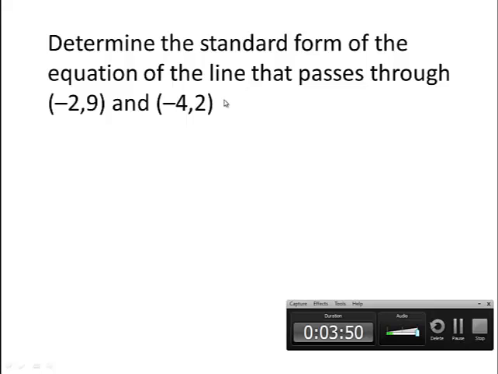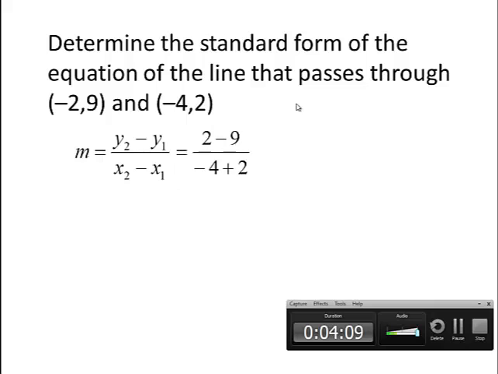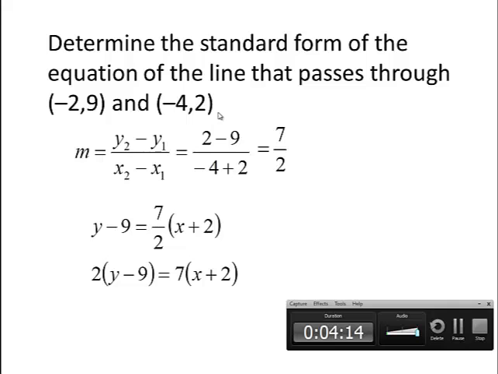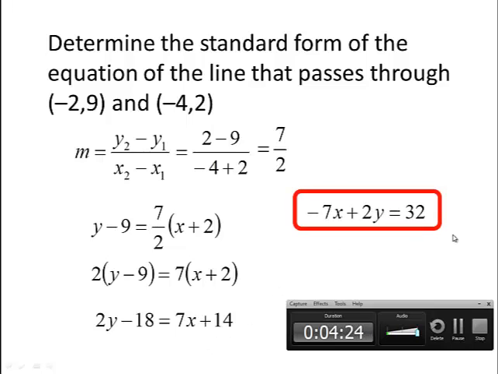Write the equation in standard form for the equation of a line that passes through negative 2, 8, 9, and negative 4, 2. Standard form is ax plus by is equal to c. And let's see here. First we find the slope, which is 7 over 2. And using that in point slope form, distributing the 2 to the left and the 7 to the right, we get this. Standard form is when we have x and y on the same side, and that's the final answer right there.